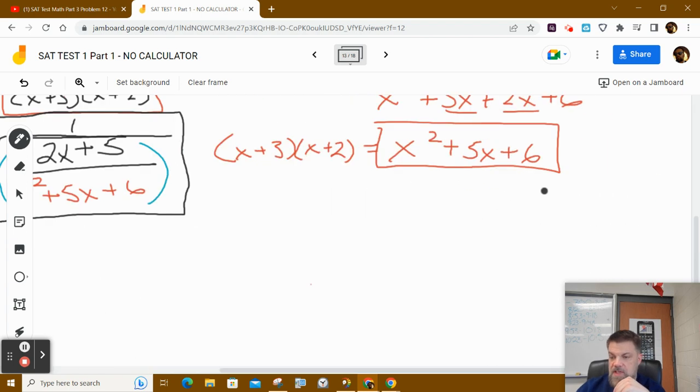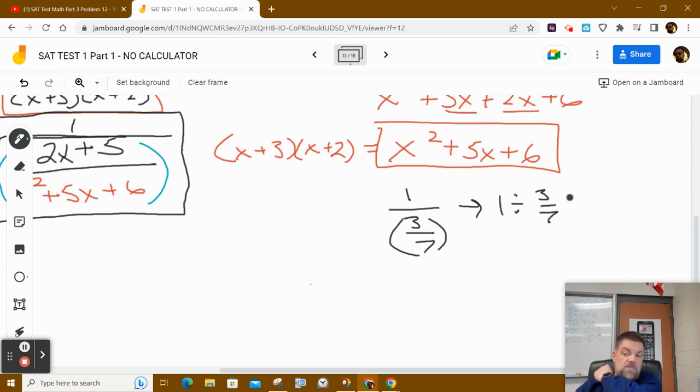Back to numbers over here. If I say 1 divided by 3 over 7, how do you divide by a fraction? Wait, no, don't you turn it into a fraction itself and multiply? Yeah, so this would become 1 over 1, but then you would multiply by the reciprocal. So whenever you divide by a fraction, you multiply by the reciprocal.